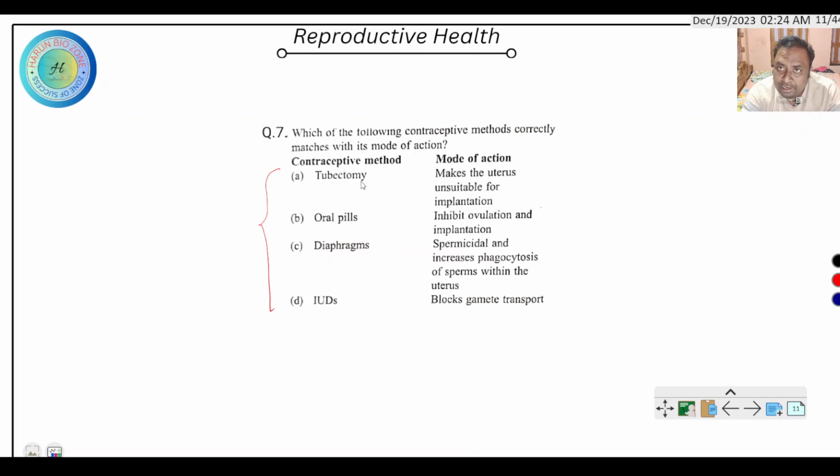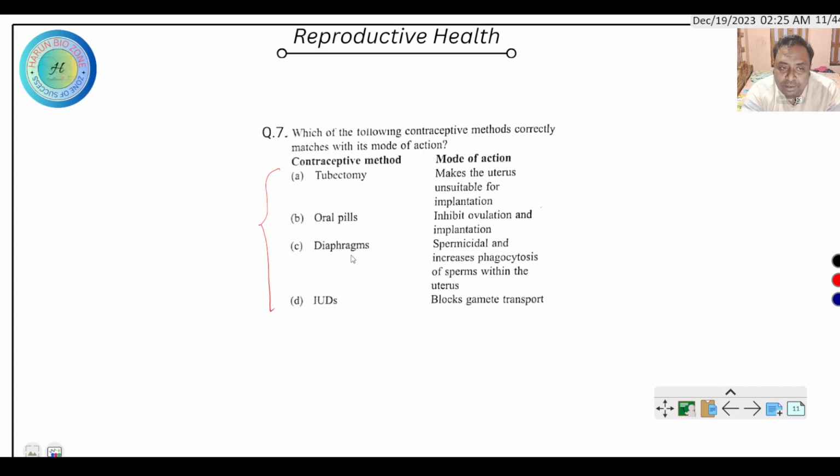So the sperm do not come near the eggs, so fertilization does not occur. Oral pills. Oral pills means Mala-D, Saheli, Anon 72. These pills contain estrogen or estrogen-progesterone or progesterone. What is the function of these oral pills? They thin the endometrium wall, increase the cervical mucus, prevent ovulation and inhibit fertilization.